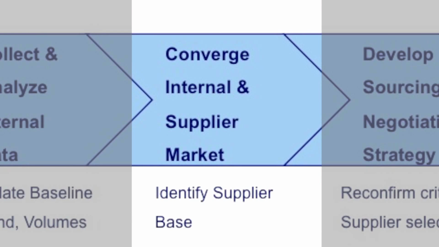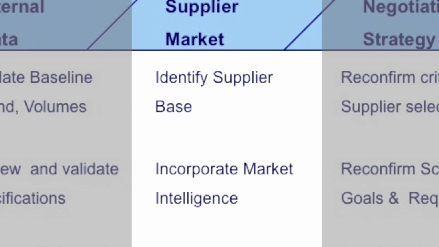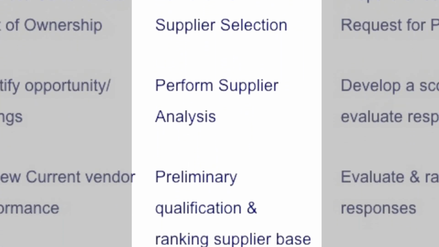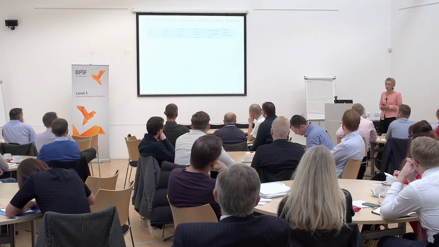Converge the internal supplier market. So I need to identify the suppliers who I want to invite to bring to the party. So I would do that typically through possibly an advert. So we would advertise that through local media or press. So I would put together a list of suppliers that I want to go out to.